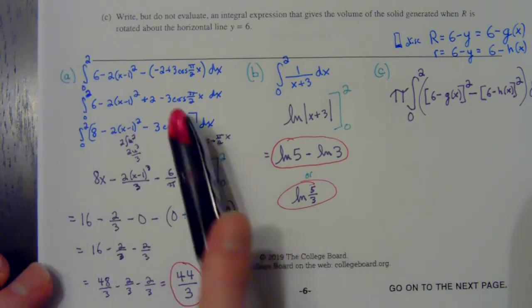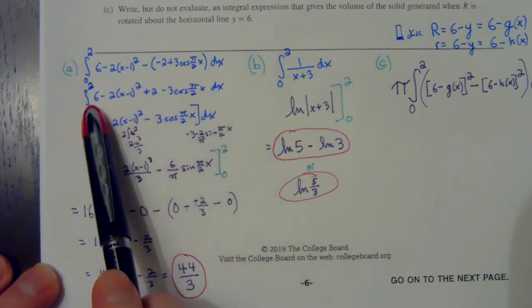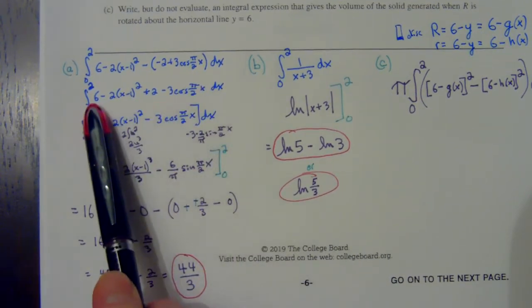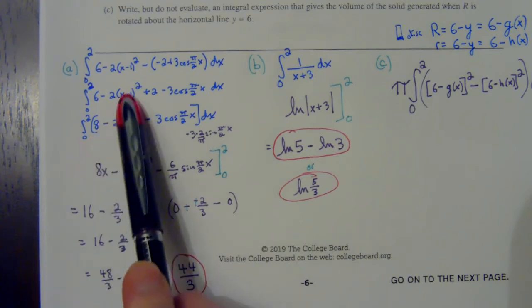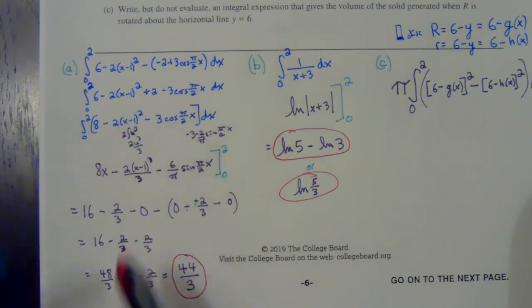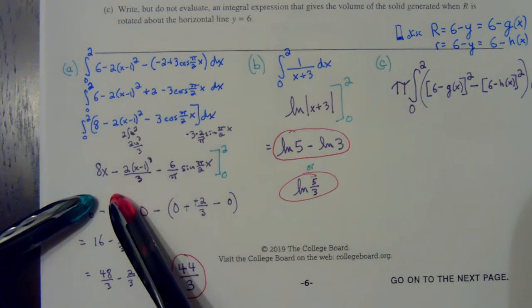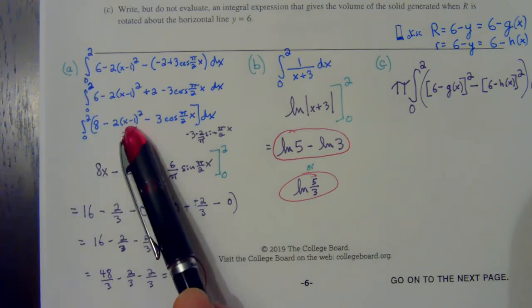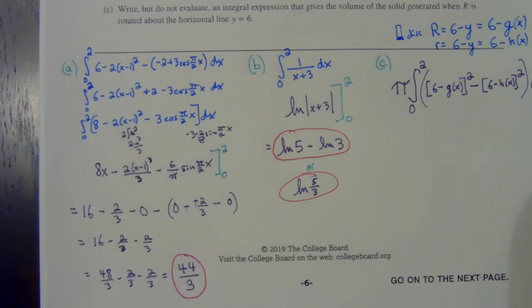Now, first thing I did, I distributed the negative. Then I had a 6 plus 2. Remember looking at the sign in front. 6 plus 2 gave us an 8. Carried that down, and then you integrate it. When you integrate 8, you get 8x. Here, your u is equal to inside that parentheses. Your du is equal to 1, so there is nothing to balance.